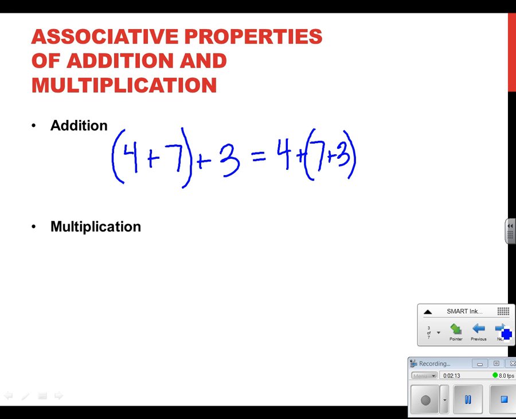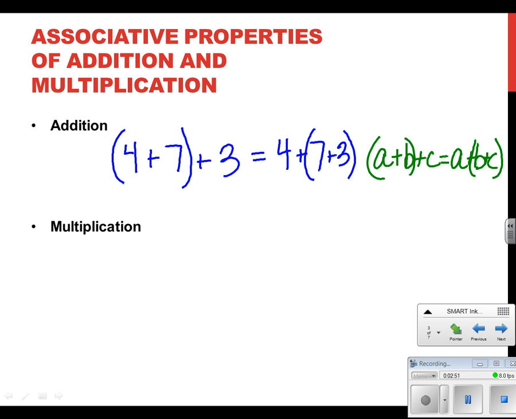So what's happening here is I'm not changing the order of the numbers, but I'm changing how I'm grouping the problem and what I'm calculating first, what I'm starting with. In the first set, I would start with 4 plus 7. On the second set, I would start with 7 plus 3. But after I complete both sides, I get the same thing. Using algebra, A plus B plus C, where I do A plus B first, is the same as A plus B plus C if I did B plus C first.